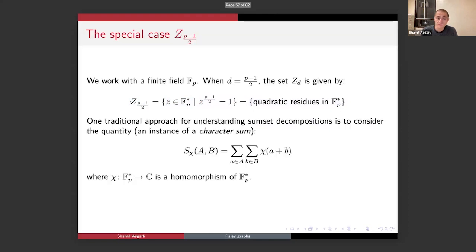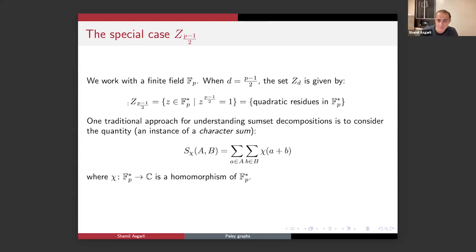So that's why this set is relevant to us, because it's the set of quadratic residues in F_p star. Now, how do we approach showing that an object like this is not expressible as a sumset of two non-singleton sets, A and B?